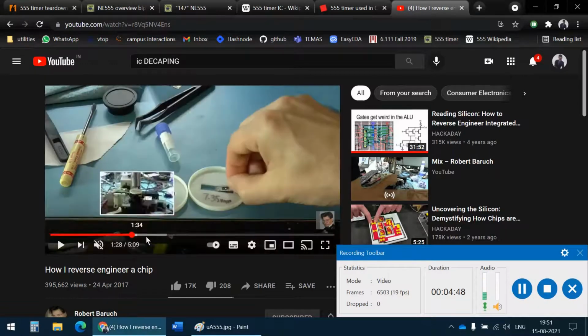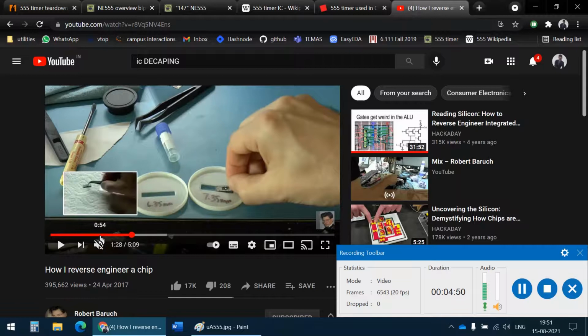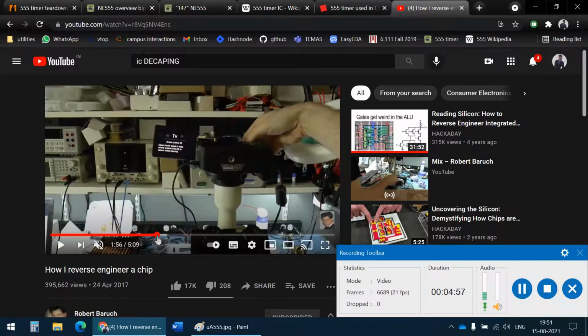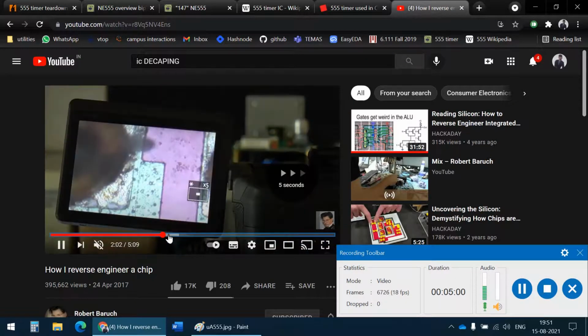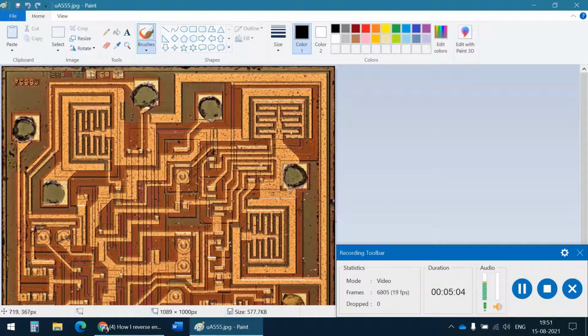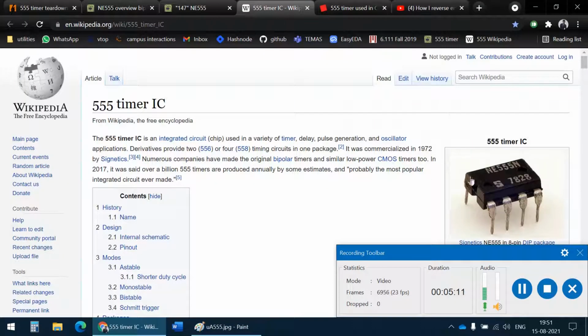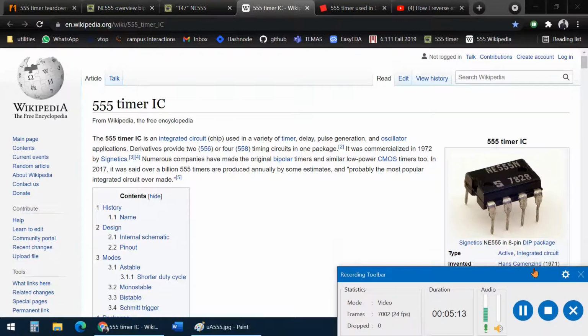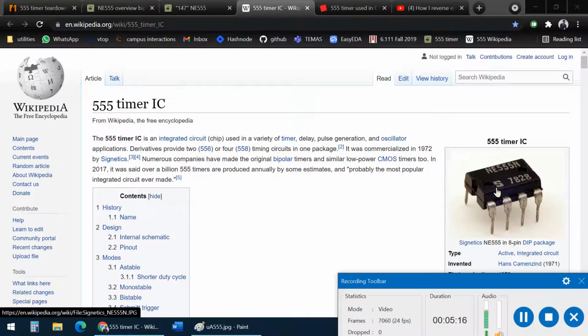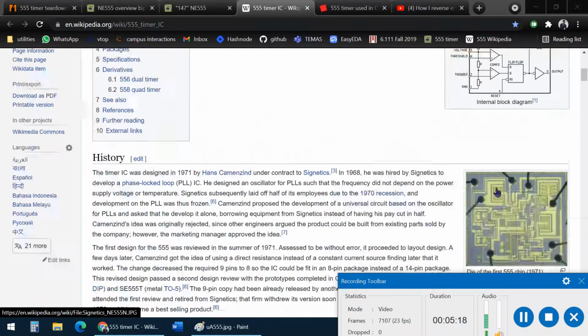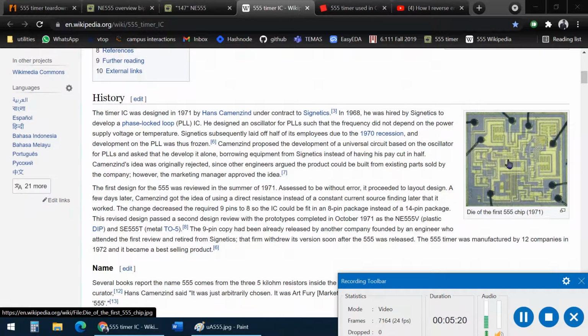He takes it and then he puts it under the microscope and takes images. So they don't actually just take one big image but many images and then stitch it together. So here, this is the package. This is your 8-pin DIP package, and inside this is the die. This die.